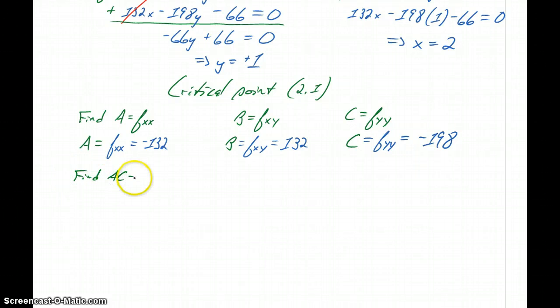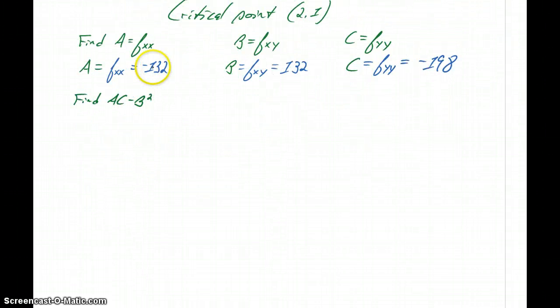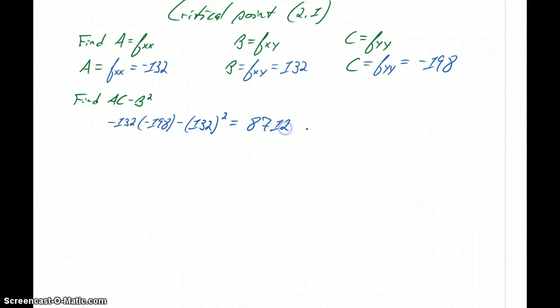So then we need to find AC minus B squared. In this case, there are no X or Y values in our second derivative, so it's literally just taking these values and calculating this expression. A is negative 132 times C, which is negative 198, minus our value for B, which is 132, squared, is going to give us a result of 8,712. All that we really care about is that that's a positive result.